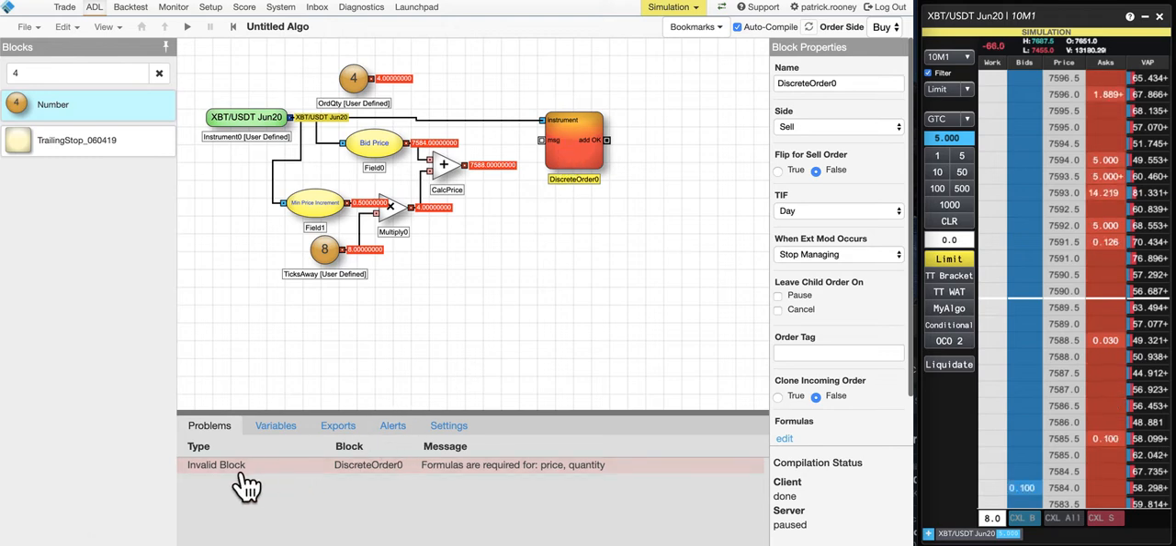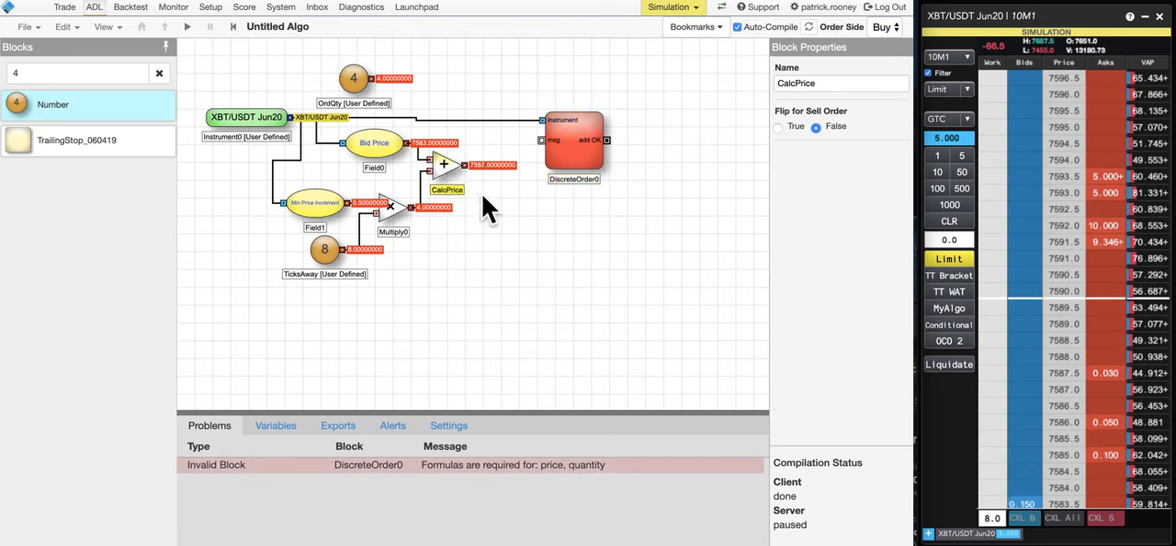So that's what this error down here is saying. That's invalid block discrete order. Formulas are required for price and quantity. So what's my price? My price is this calculated price. This is going to be the bid plus 8 ticks. Quantity is right here. Now how do I get those in there? I gotta get those in there.